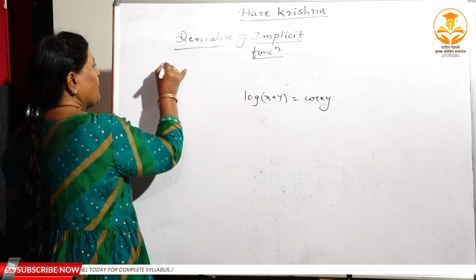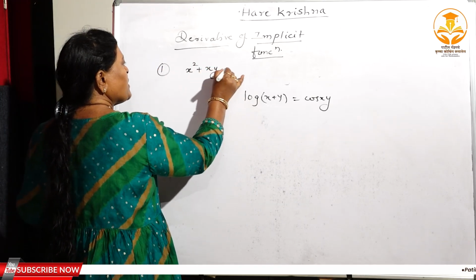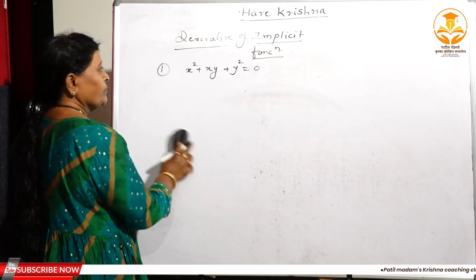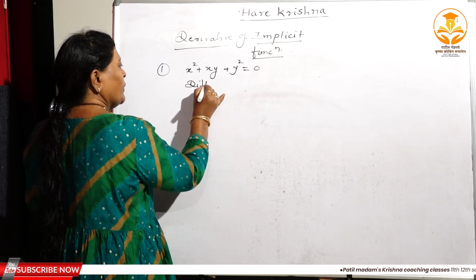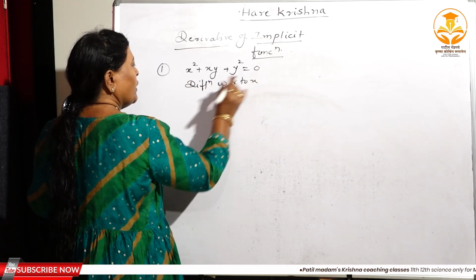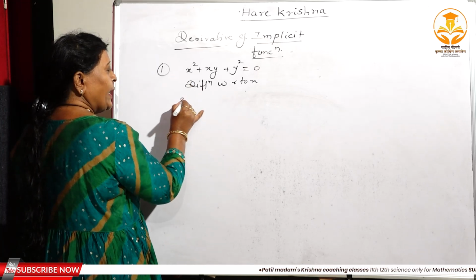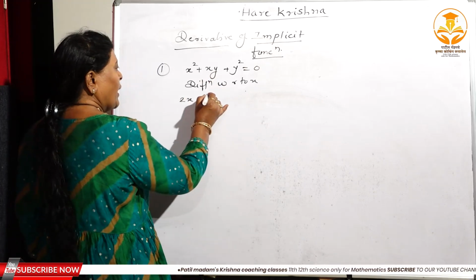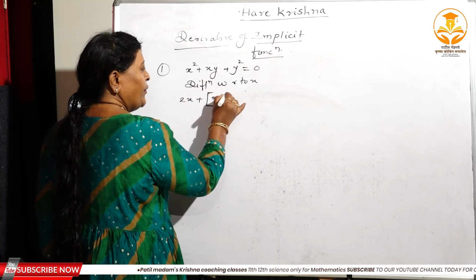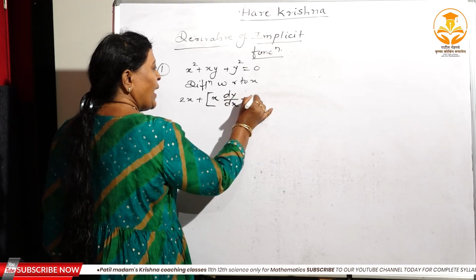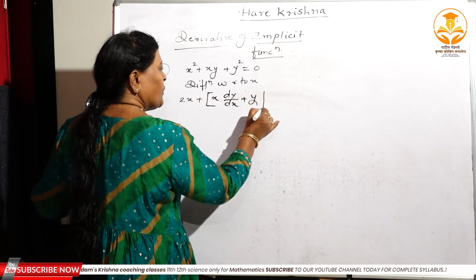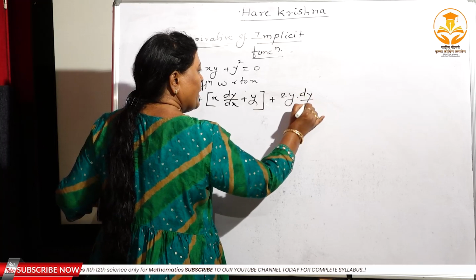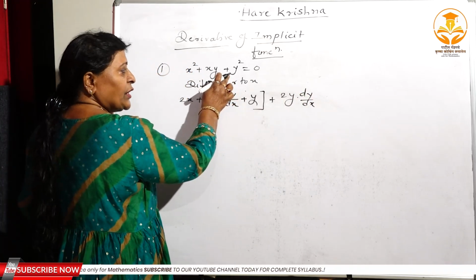Now I will take a simple example, x square plus xy plus y square is equal to 0. Now how will you do this? See, you have to differentiate with respect to x, right? So what is the derivative of x square? That is 2x. Here for xy, again you have to apply which rule? Multiplication rule. x remains as it is, times the derivative of y, that is dy by dx, plus y remains as it is, times the derivative of x, that is 1. Again the derivative of y square is 2y into dy by dx, because you are differentiating with respect to x.